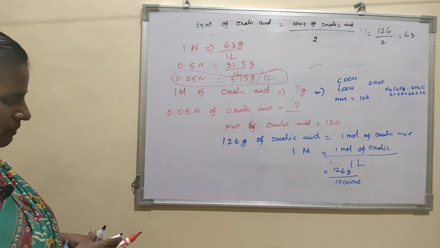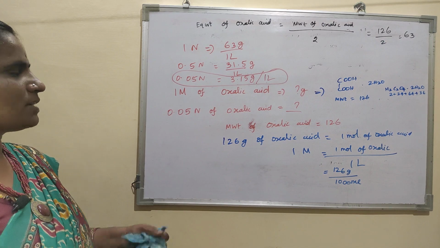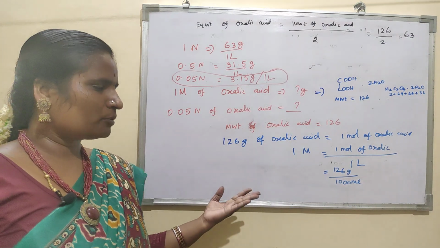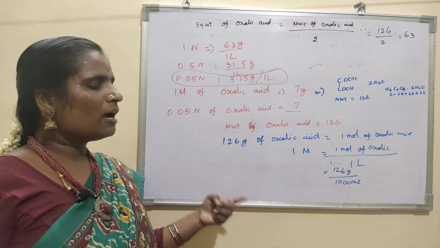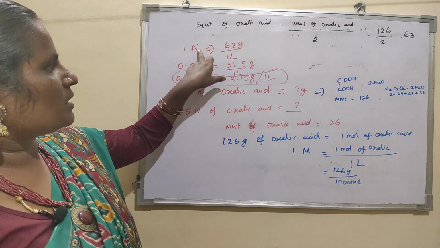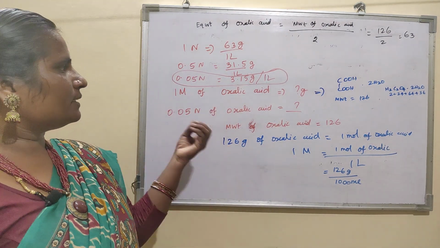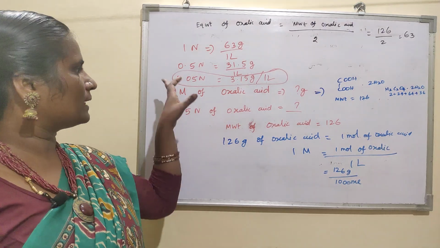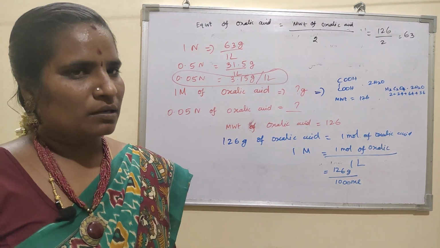So it's a direct proportion method, you can just calculate it. First you have to know how much amount is required for one molarity, and how much is required for 1 normality. From there you can directly divide or multiply, and you will get the corresponding normality and molarity.